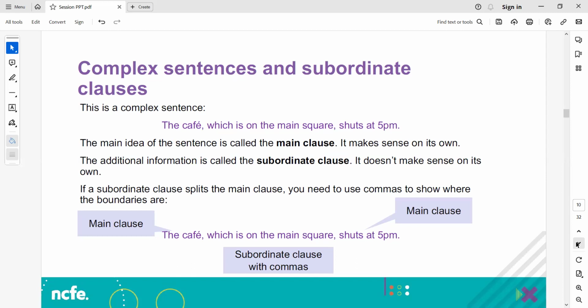So in this example, the subordinate clause is which is on the main square. If a subordinate clause splits the main clause, you will need two commas to show where the boundaries are. As you can see here in the grey boxes, the main clause is at the start and at the end of the sentence. The cafe shuts at 5 p.m. We've separated that from the subordinate clause with commas. The cafe, comma, and then our additional information, which is on the main square, and then another comma, shuts at 5 p.m.